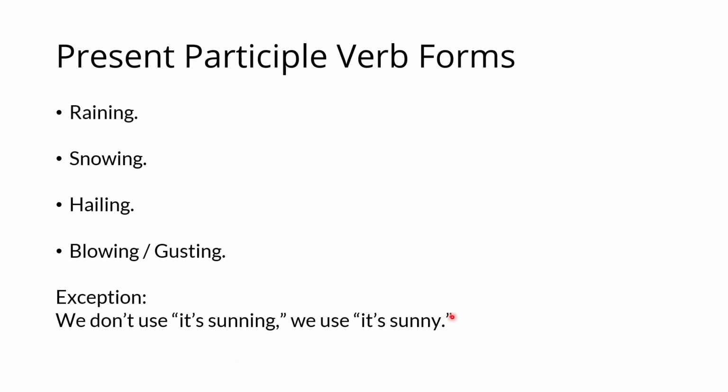So for some of these weather conditions we do not use the present participle verb form to describe what's happening right now in the present participle. So instead we use the adjective form. So instead of sunning we use it's sunny.